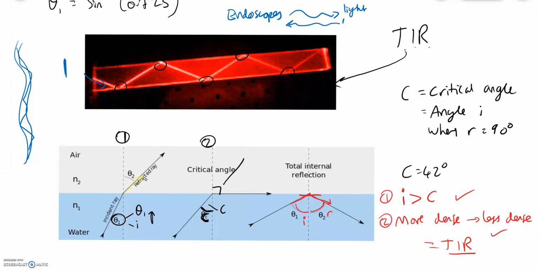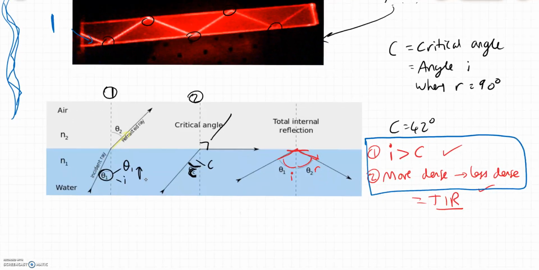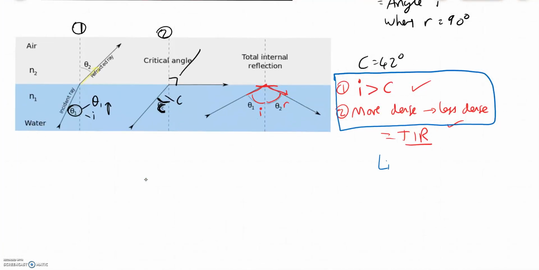So total internal reflection is, well, it's not refracting anymore, it's reflecting and following the laws of reflection, and it's a special case when these two criteria, which you must learn, are satisfied. If you have to define what it is, it's where the light remains in the denser material, so it does not escape, it reflects at the interface.